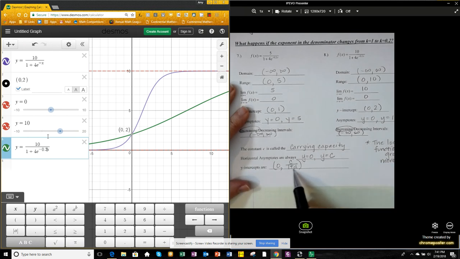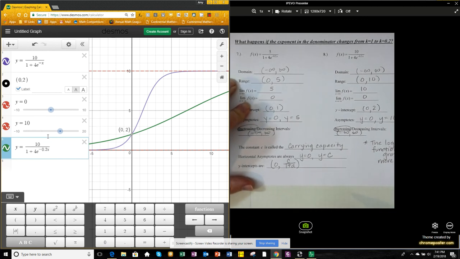Now, I don't memorize this. I just plug in x equals 0 to figure out what it is, okay? Now, another interesting fact is when these functions change concavity.